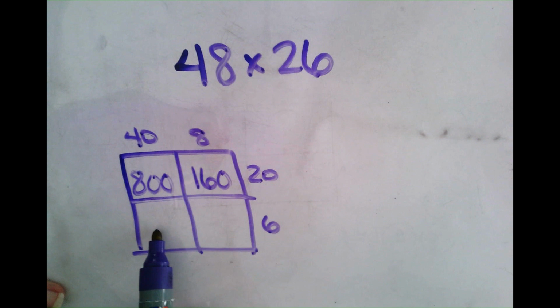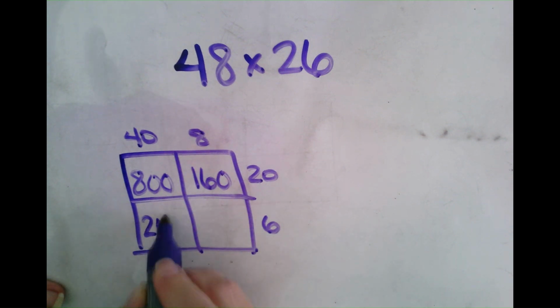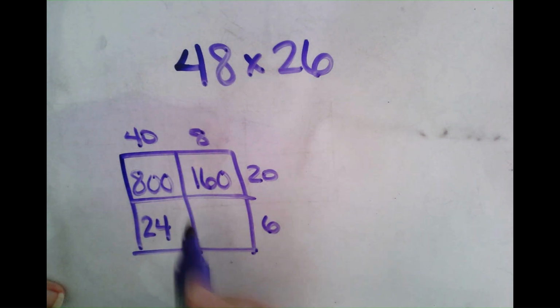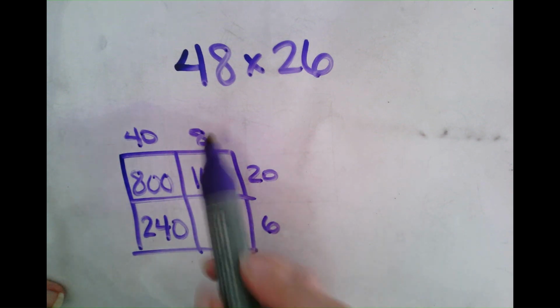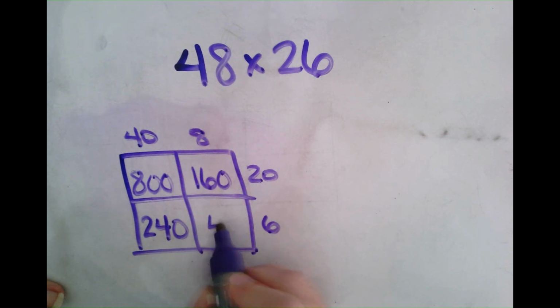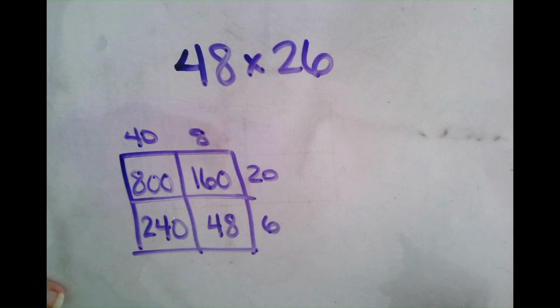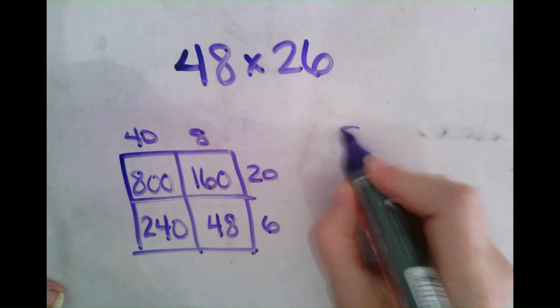40 times 6, well, 4 times 6 is 24, and I only have one 10 to multiply by here. And then finally, 8 times 6 is easy, that's 48. Then I just need to take all of those numbers and add them together to get my answer.